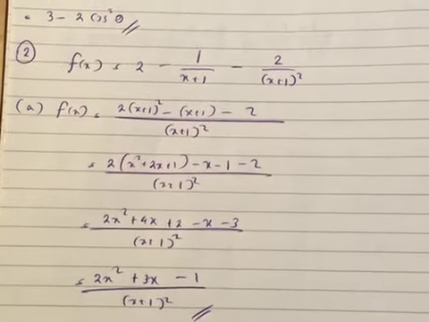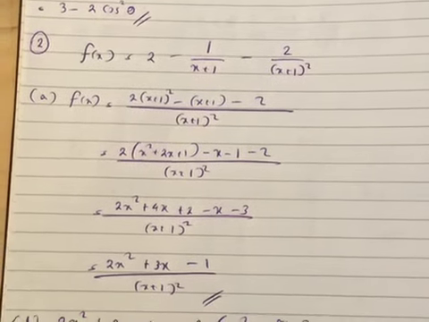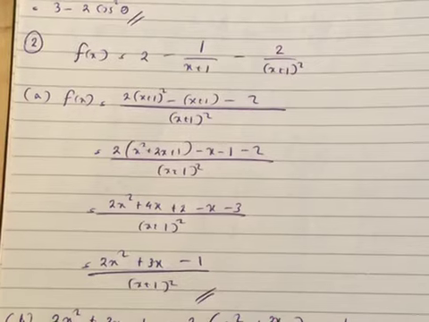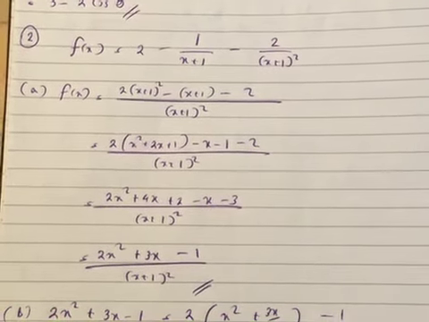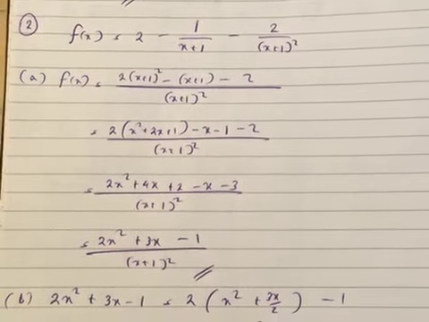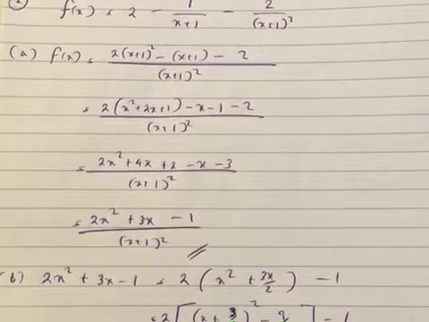Question 2, part A. So f of x equals 2x plus 1 squared minus x plus 1 minus 2 all over x plus 1 squared. I made the common denominator, and if you just simplify, you get the answer at the end that's required.